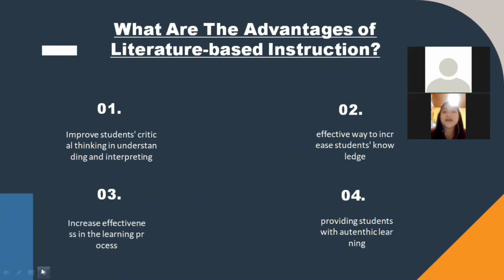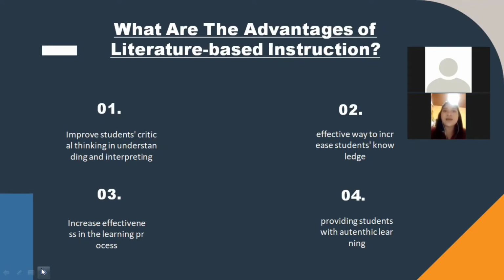Now, we're going to talk about the advantages of literature-based instruction. The first one is improving students' critical thinking in understanding and interpreting. As I said before, by reading something, the students can determine the meaning, the purpose, and the moral value of the text, and this way can build the critical thinking of the students.